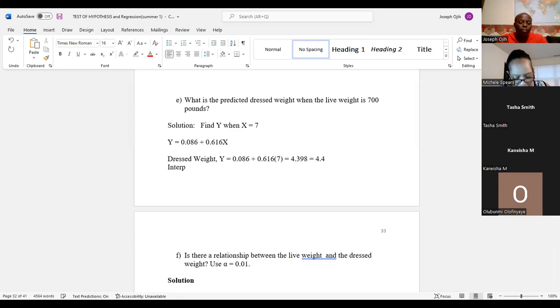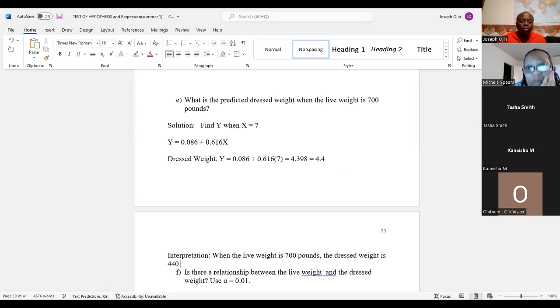Interpretation. When the live weight is 700 pounds, the dress weight will be 440 pounds. That's what it means.